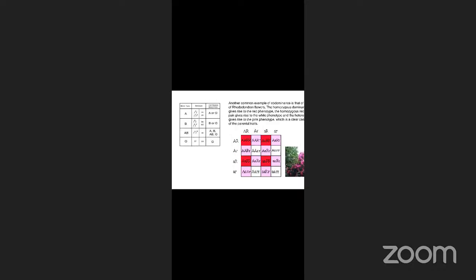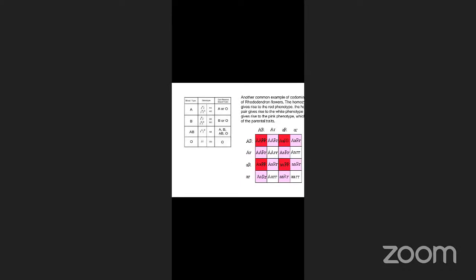Then codominance. I told you yesterday about the blood grouping. Codominance is where both alleles express equally. They are not dominating each other. In that case, we have A blood group, B, AB, and O. That means both are dominant, equally dominant. So this is one example, that is blood group.